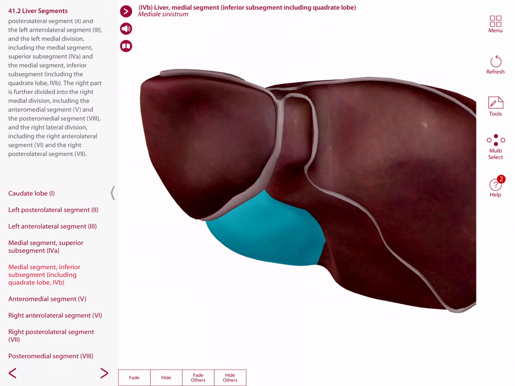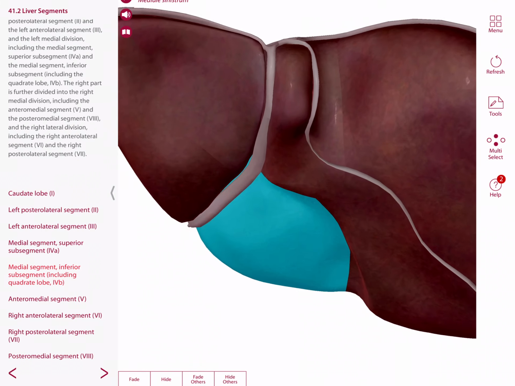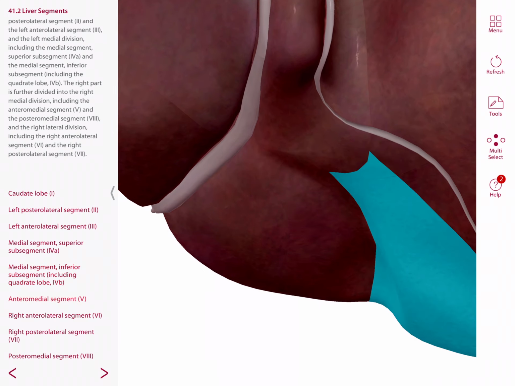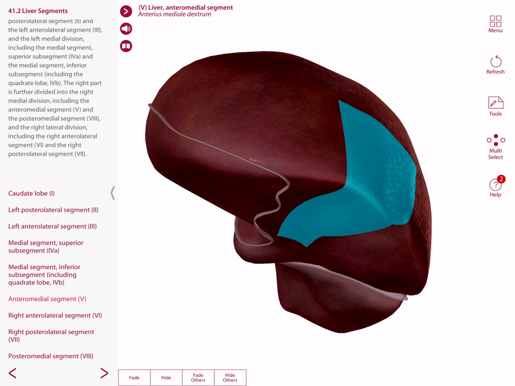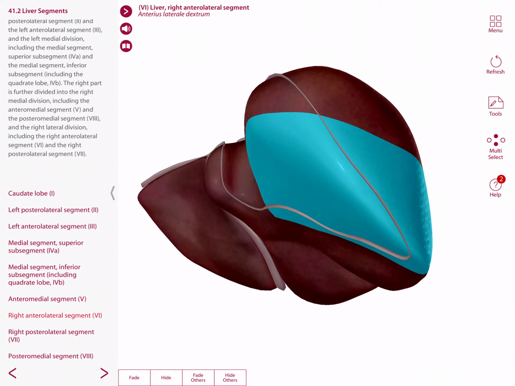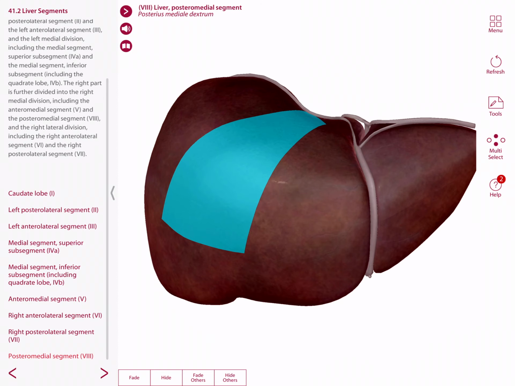They're also including a segment that we would normally just have in this view right here, what we would call the quadrate lobe. Next up, we've got the anteromedial segment. Again, on the right we have the anterolateral, the right posterolateral, and then we've got the posteromedial.